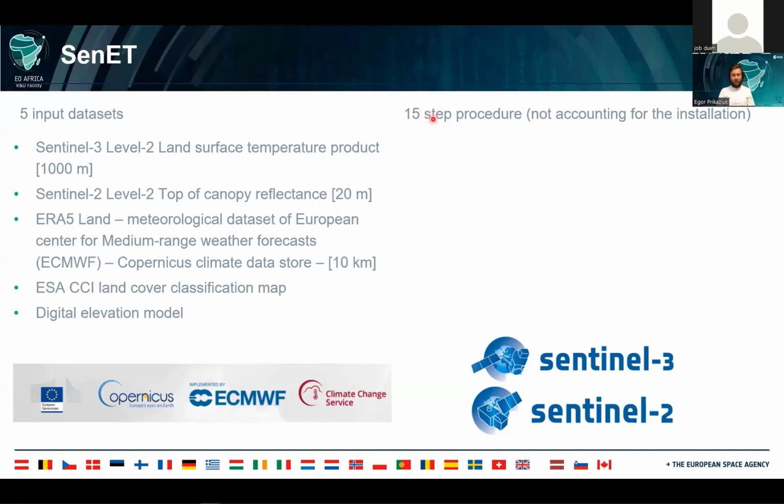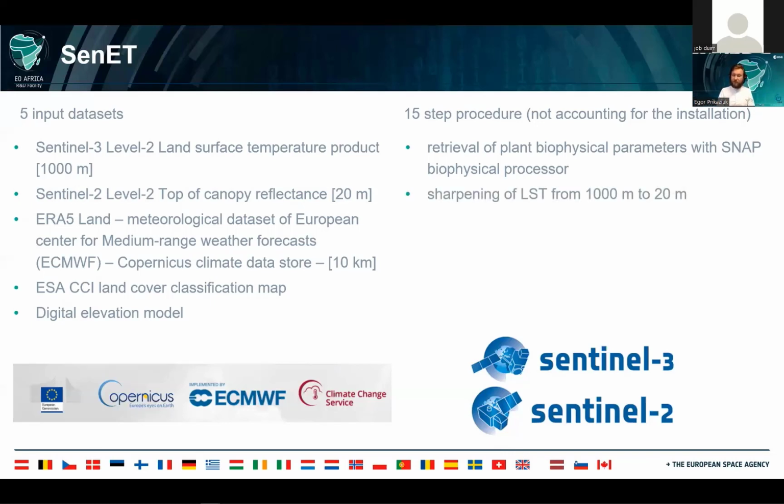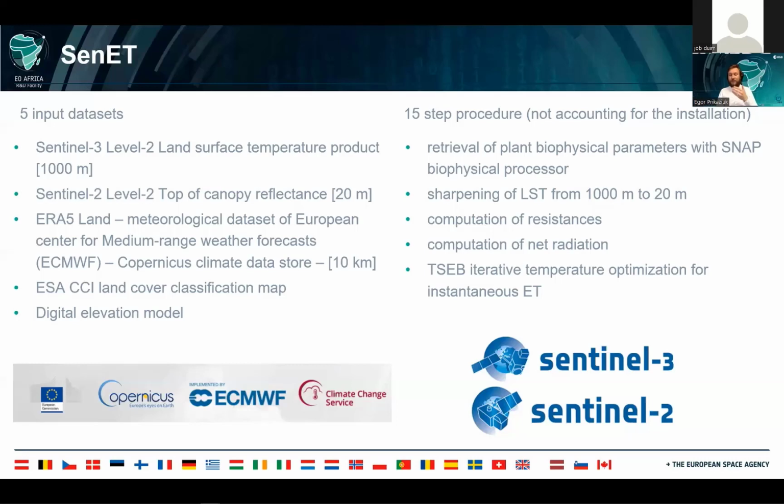There is a 15-step procedure, the main steps of which are the retrieval of biophysical parameters, leaf area index and vegetation cover, because fractional vegetation cover is what we use to split the temperatures. Then sharpening of land surface temperature from 1 kilometer to 20 meters. Computation of resistances, which we need in these equations, estimation of net radiation that we also have to partition. And finally, we use an iterative optimization for estimation of instantaneous ET.